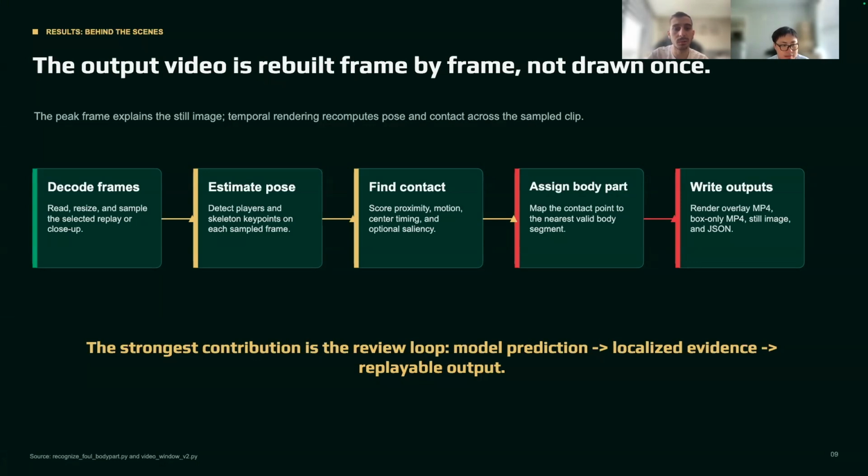It writes 2 MP4 files, a complete explanation video and a box-only video. It also saves a still image and JSON metadata describing the selected frame, contact coordinates, camera information, prediction, and body part assignment. This frame level process is the strongest practical contribution of the project, and it connects a high-level foul prediction to a replayable piece of visual evidence that a human reviewer can inspect.